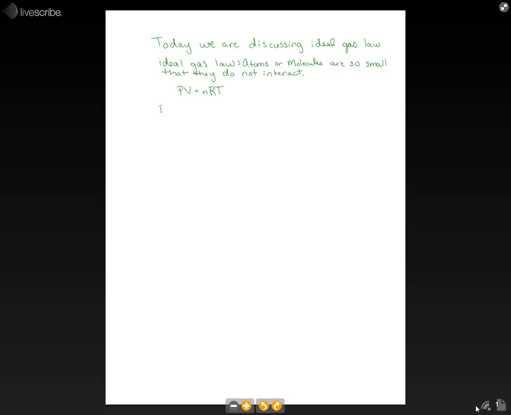Now, when we look through this, our P represents our pressure, V is our volume, n equals the number of moles of whatever particle you're talking about. R is a constant, and the constant can vary depending on the units, so that you can use different units in this equation. It's still easy. And T is our temperature.